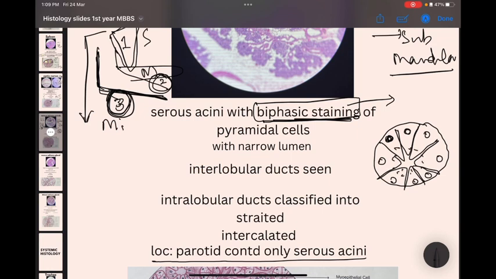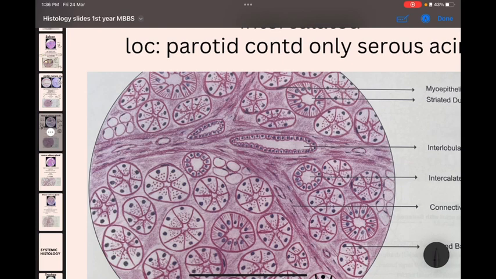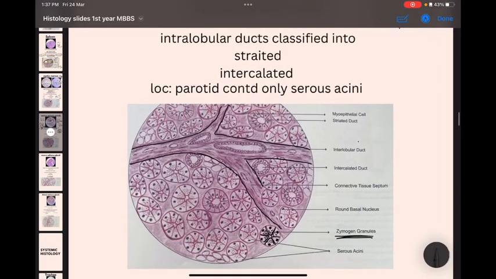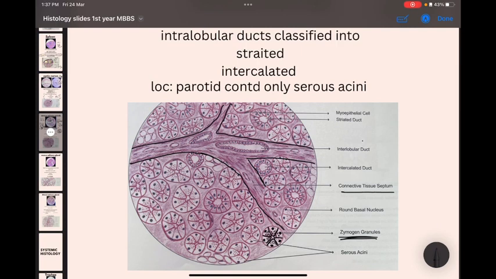Okay, done. This is a serous acini. Serous acini with biphasic stain of pyramidal cells with narrow lumen. Okay. Coming to this part, this thing that you can see here is the connective tissue septa. Yeah, connective tissue septa.